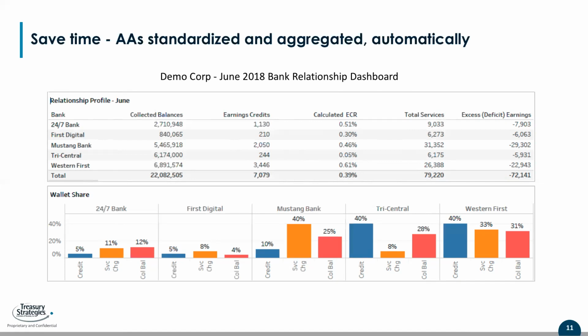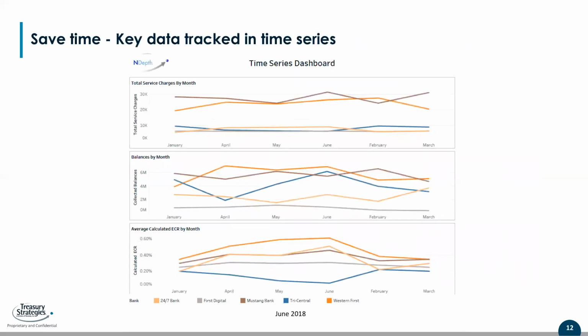They've got the complete snapshot of all of their banks. If this is my company that I'm managing with these 5 banks, I've got a picture for the month of the balances we're leaving there, the earnings we're getting from them, the services spend, and my net bill excess or deficit. We're also able to see how we're allocating our credit wallet, our services spend, and our collected balance bank by bank, to see if those are arrayed in the way we want them across the banks that are most important to us.